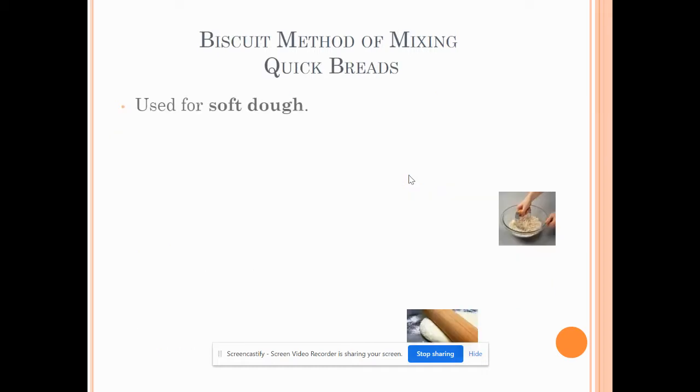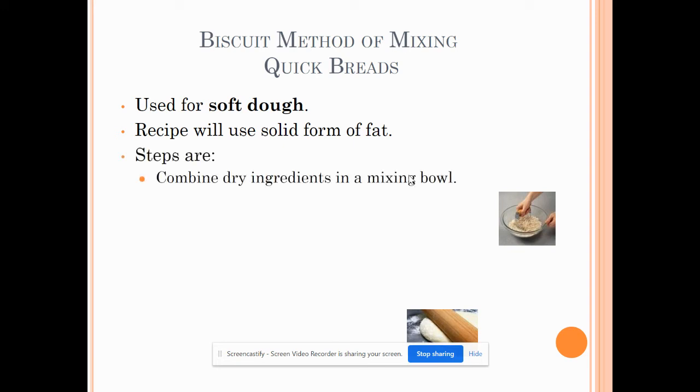Next, we have our biscuit mixing method. This is generally used for soft doughs, and most recipes call for a solid form of fat. So this can include things like butter, margarine, and shortening.